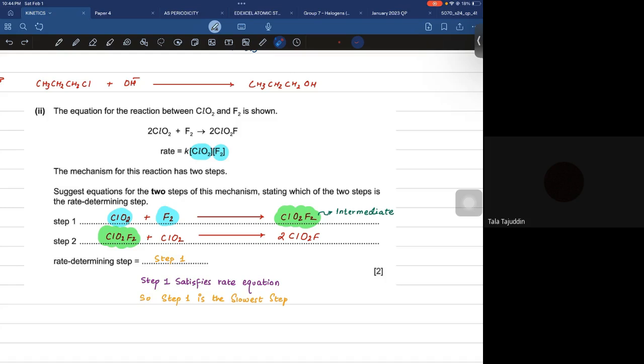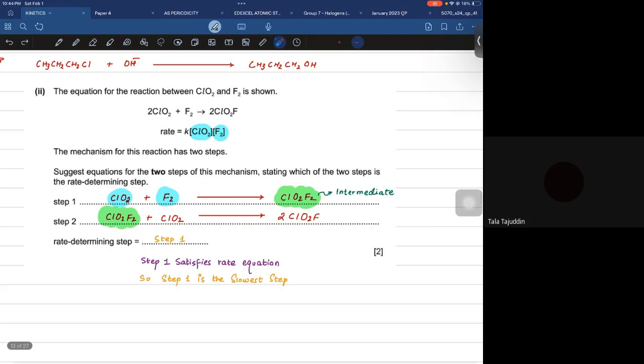Stating which of the two steps is the rate determining step. Okay, so I have proposed it in this way. Also, in this question, they have given you the rate equation, which means that this is for the rate determining step. So after looking at this, I have made one equation: ClO2 then F2, it would be making ClO2F2. But ClO2F2 is not a part of your main equation, so it should be over there so that they can cancel each other. As a result, you would be adding them together to get your final equation.